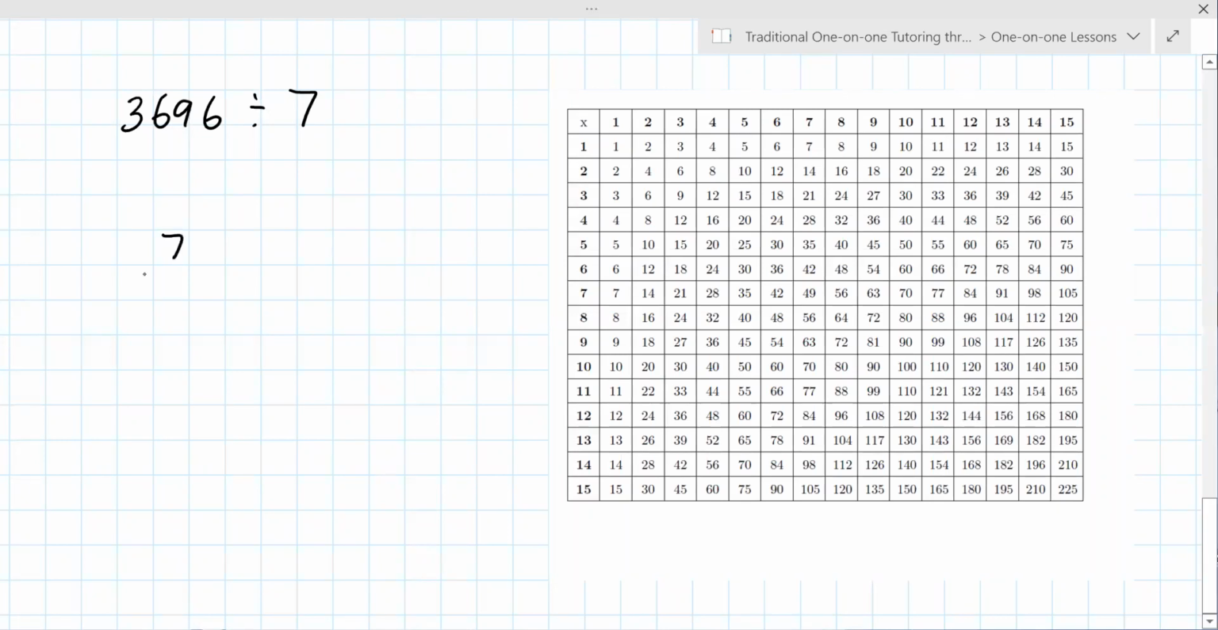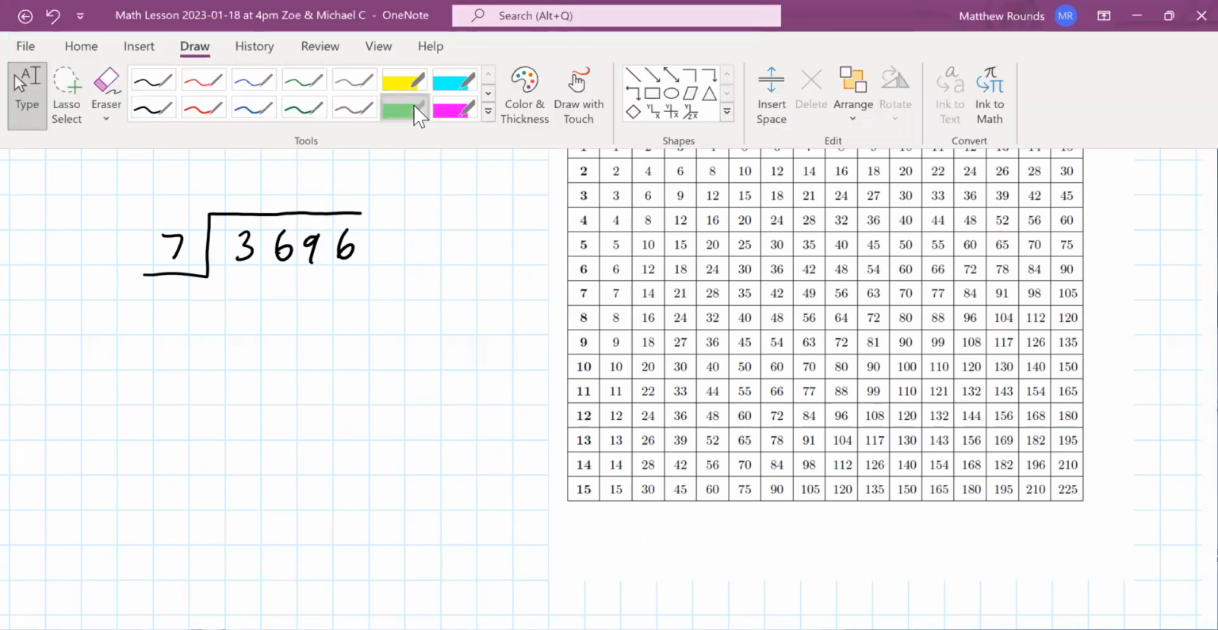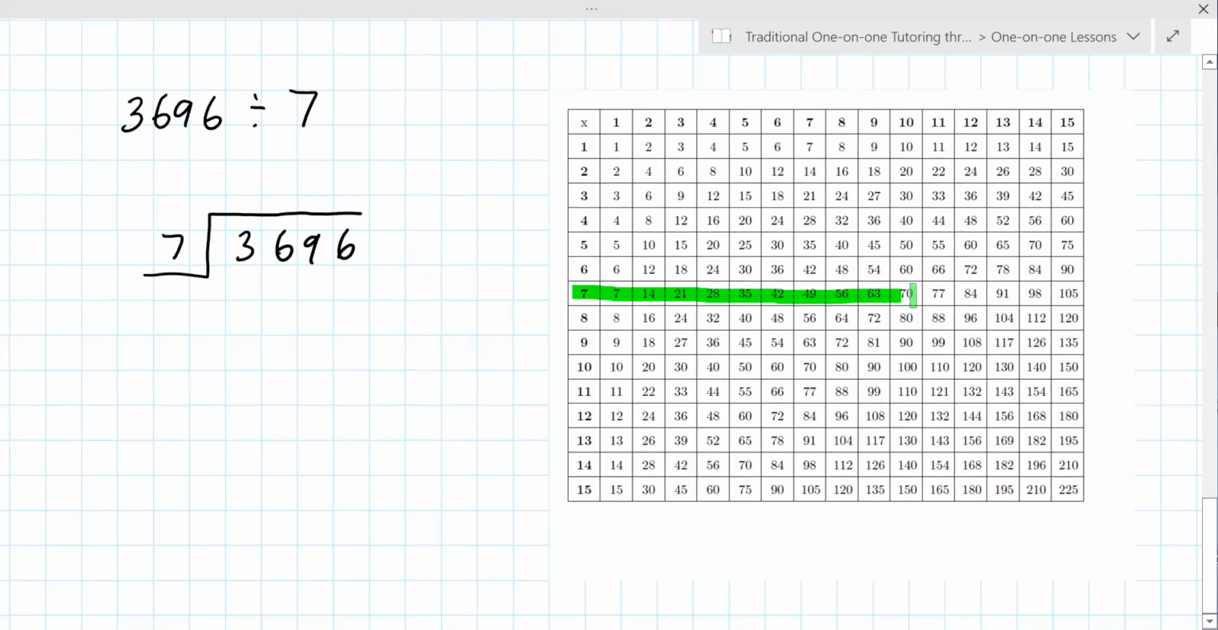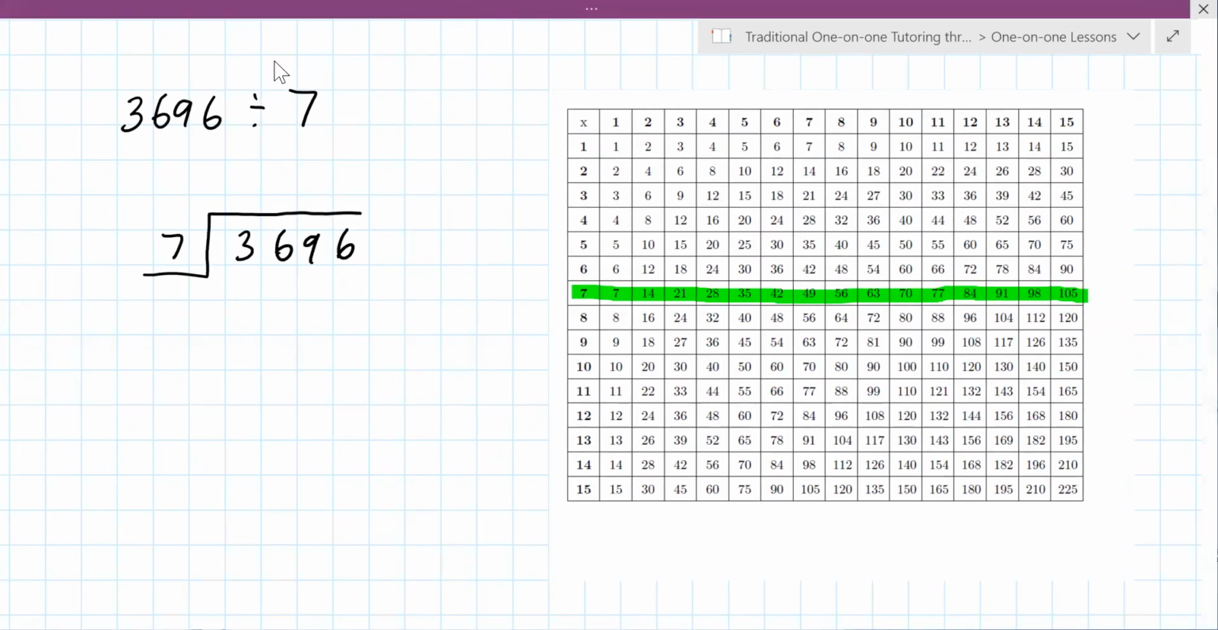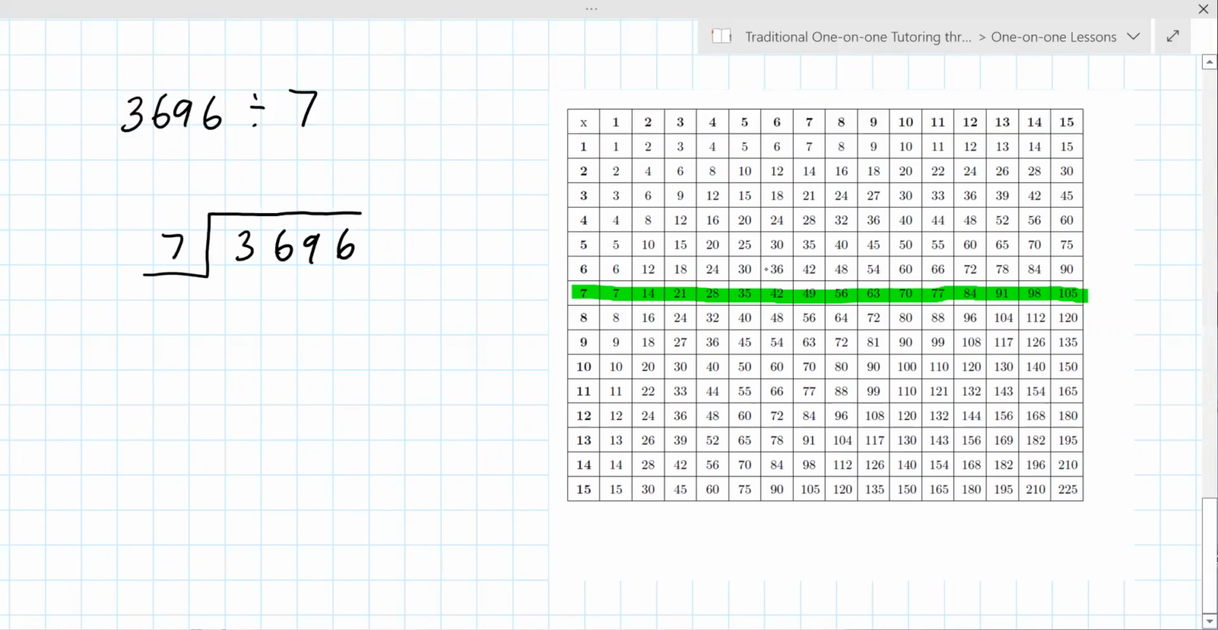Okay. So 7 outside the house, 3,696 inside the house. Does 7 go into 3? No. But it does go into 36. And your focus should be on this row right here. So you find the two numbers that surround 36 and choose the smaller one.